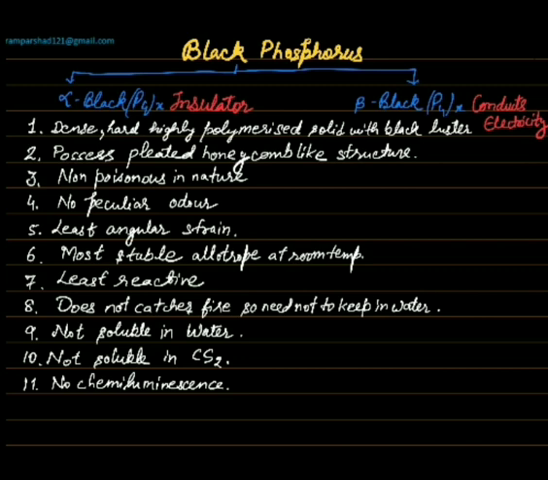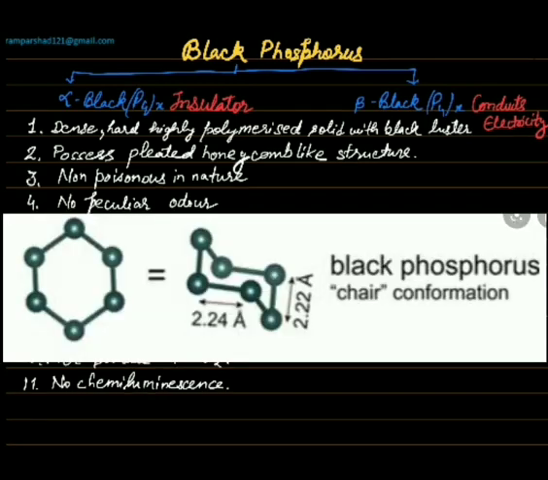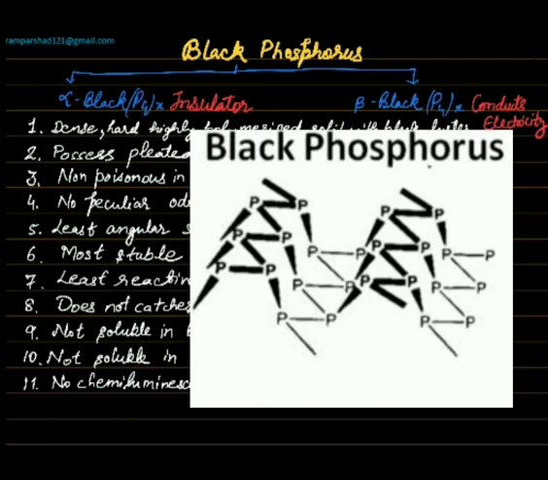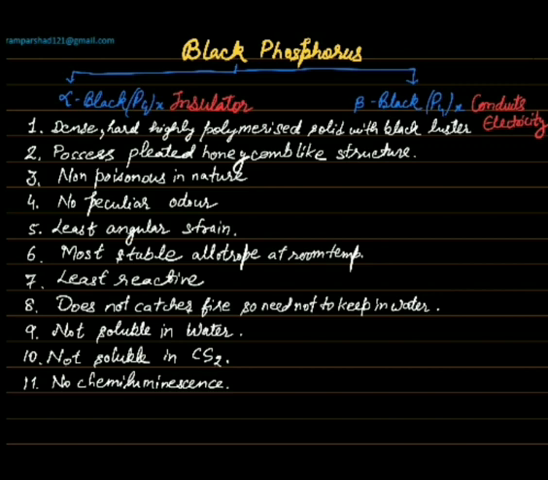Black phosphorus is a highly dense, hard, and highly polymerized solid with black luster. It possesses a pleated honeycomb-like structure. Pleated means the structure of rooftop sheets, which allows the rainwater to move downwards. It is non-poisonous in nature like the red phosphorus, and it does not possess any characteristic odor.